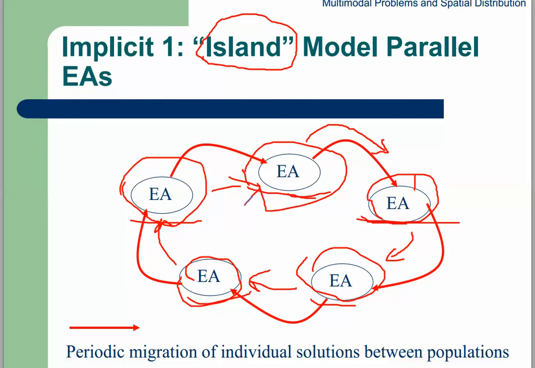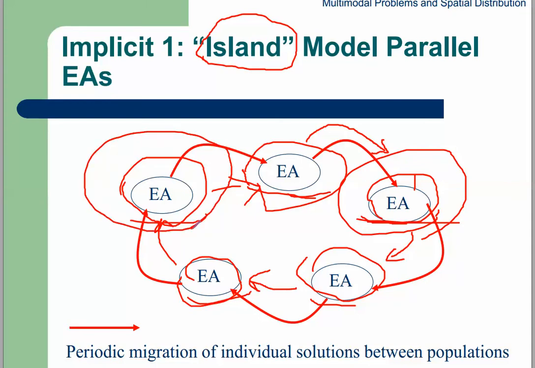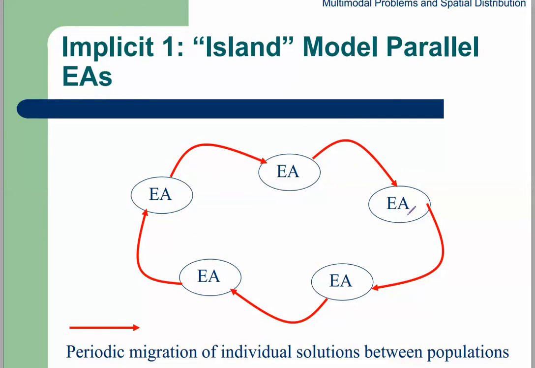Also, for multimodal problems it is possible to find each good or near-excellent solution by each of the EAs. For example, one of the very good solutions is found by this EA, another by this EA, and another by this EA. It is another advantage of the island model.